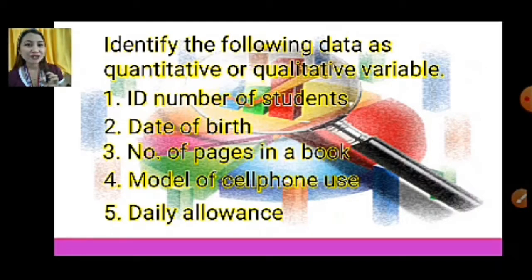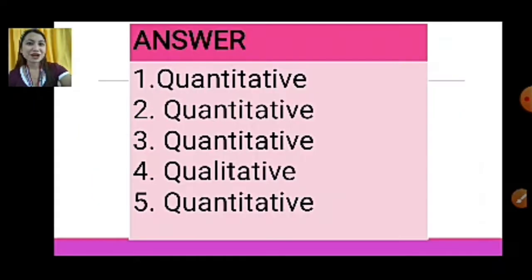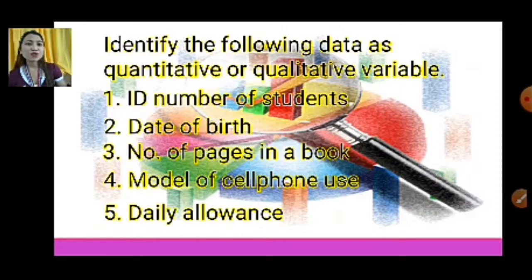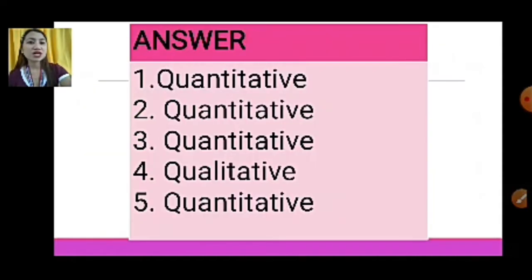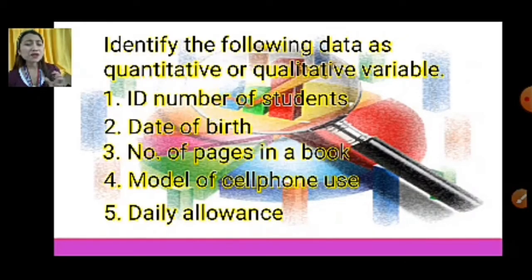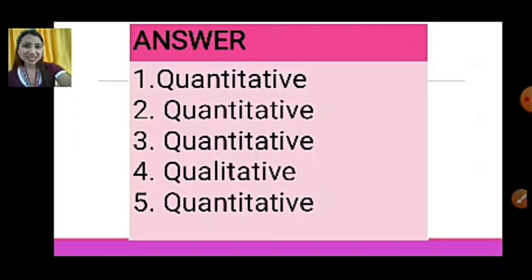So, I will show you now the correct answers. Number 1, the answer is quantitative. When we say the ID number of students, it is quantitative. And then date of birth, it is quantitative. Why, ma'am? Why are date of birth and the ID number of students quantitative? Because those are numbers. And then we have number 3, number of pages in a book. Is it quantitative or qualitative? It is obvious because number of pages in a book talks about a number itself.